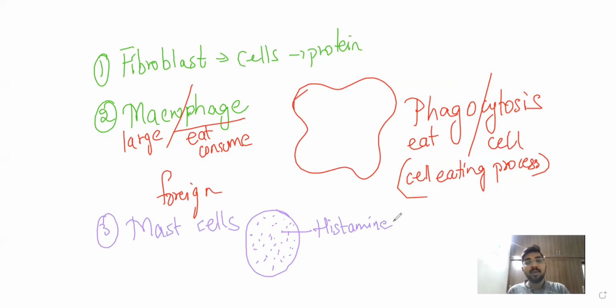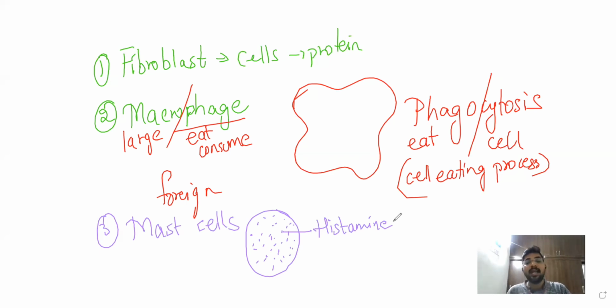So whenever a foreign particle enters inside, macrophages consume it and they will signal or trigger other cells and other immune responses. We have so many immune responses and immune cells. We have B lymphocytes, T lymphocytes, memory T cells, killer T cells. We have natural killer cells, dendritic cells, mast cells, macrophages.